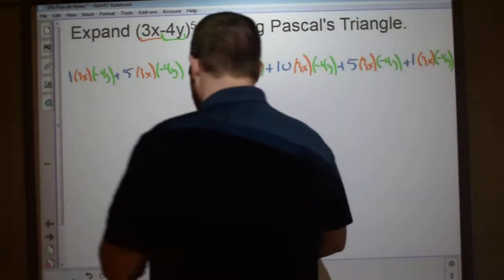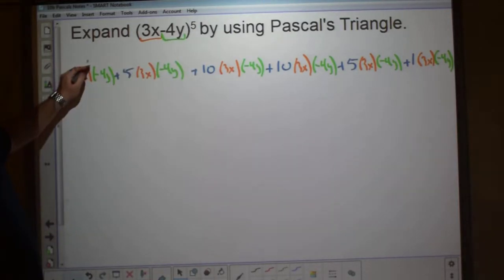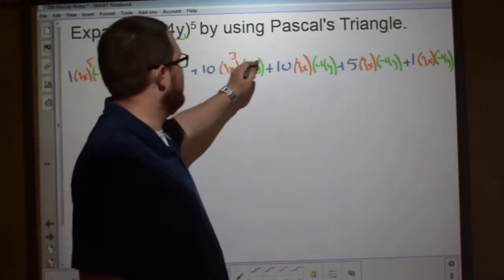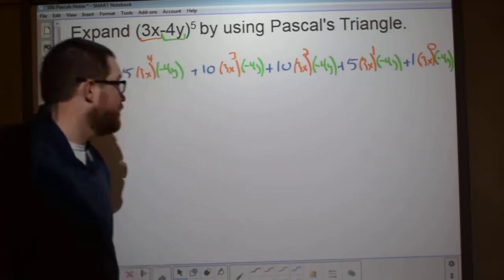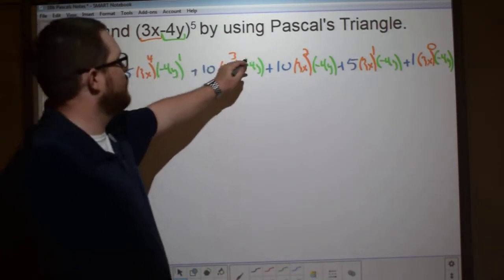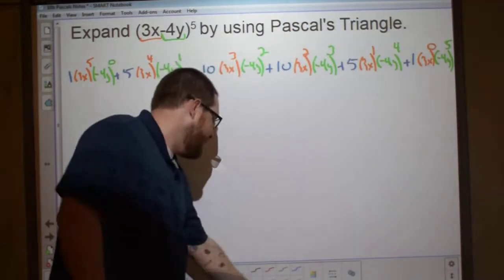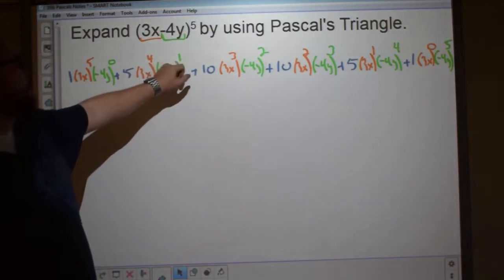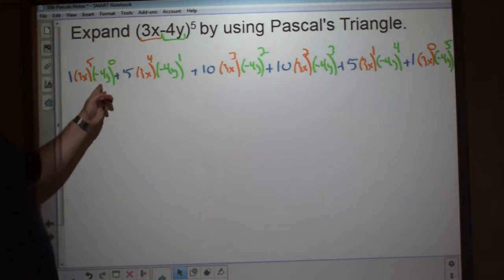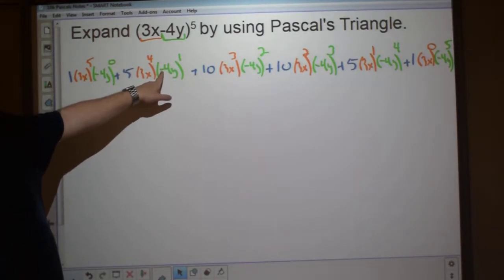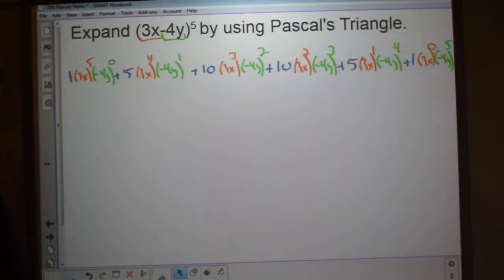So, what are the powers going to be? Well, we start with the A value. The biggest power is 5, 4, 3, 2, 1, and 0. The B value, we start with 0 and we go up. Again, you can always double check yourself because the sum of the two powers has to equal the power we started with. So 4 plus 1, 3 plus 2, 2 plus 3. Notice something. Every place that there was an odd power on this negative is going to end up being minus in between. So the signs here are going to alternate.